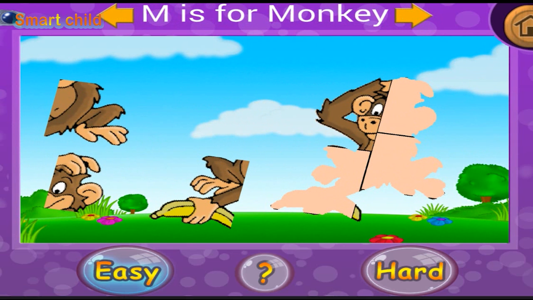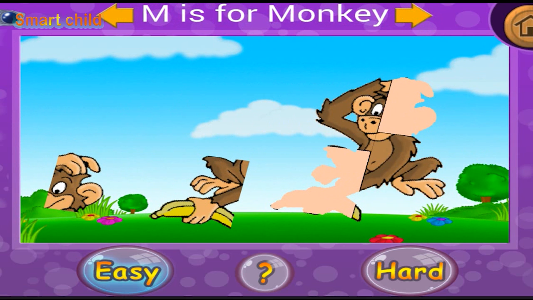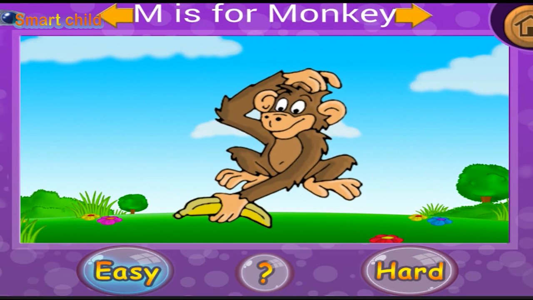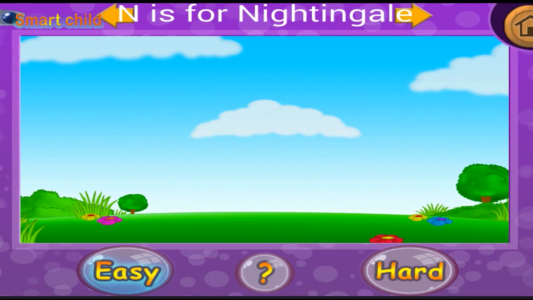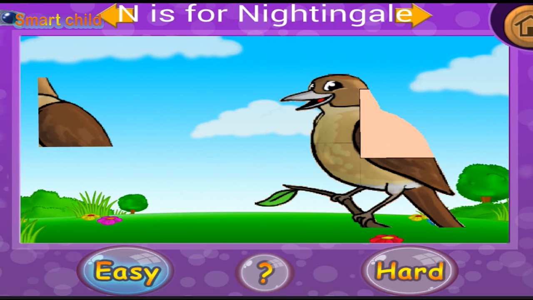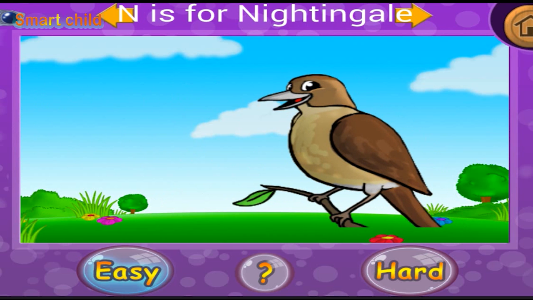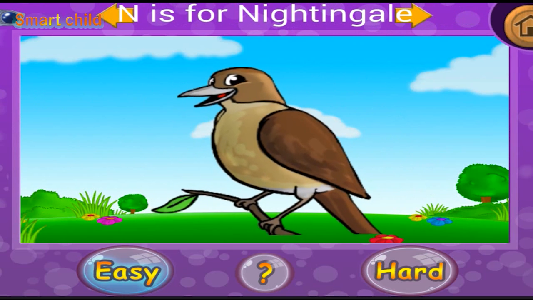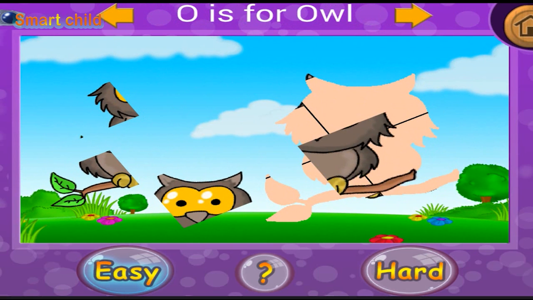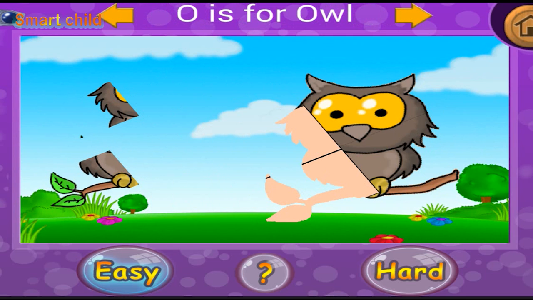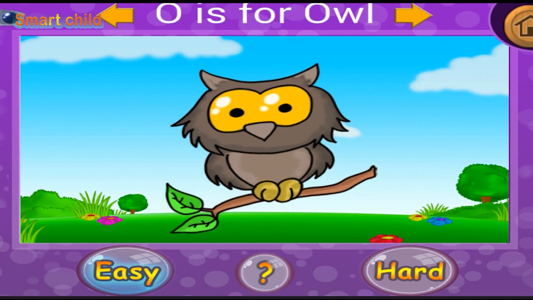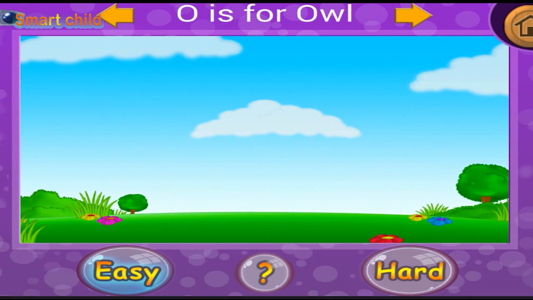M is for monkey. Correct. M is for monkey. N is for nightingale. Exactly. N is for nightingale. O is for owl. Well done. O is for owl.